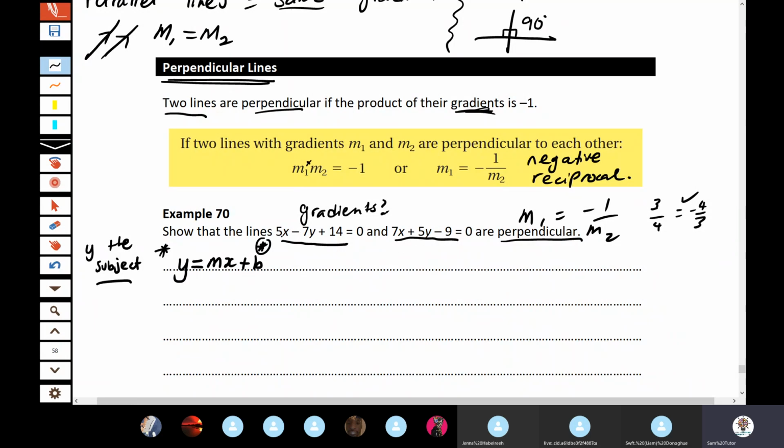But it doesn't matter. It is what it is right now. So it doesn't help. It doesn't get us anything. Whereas this form, y equals mx plus b, at least you can get the gradient, you can get the y-intercept. It's useful. So what we have to do is change both of these to make y the subject. So let's start. Let's start from this one.